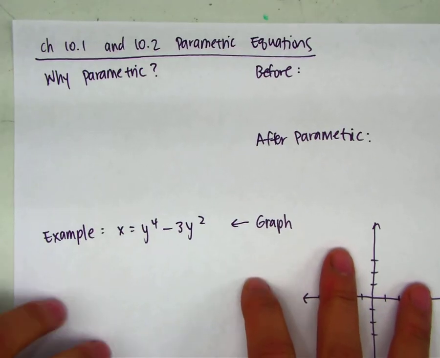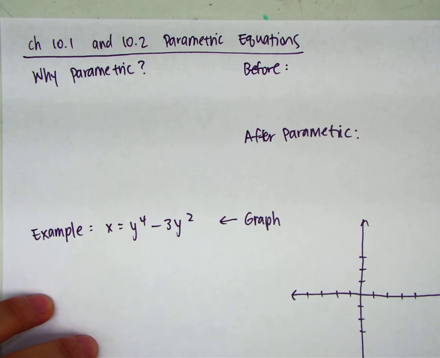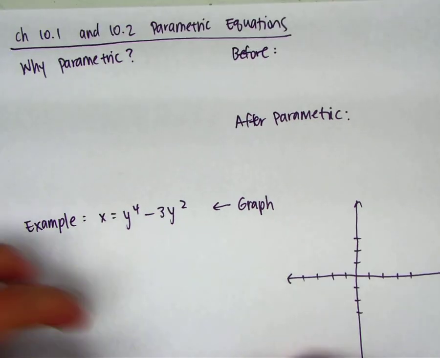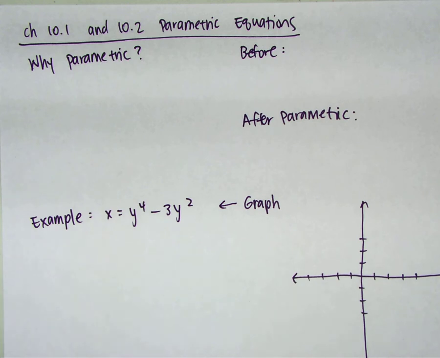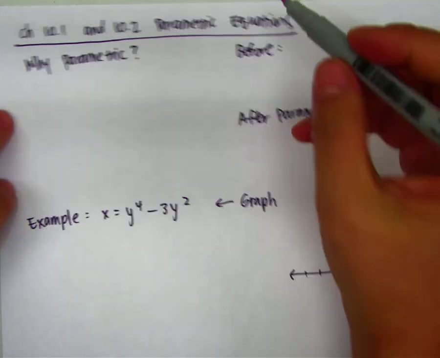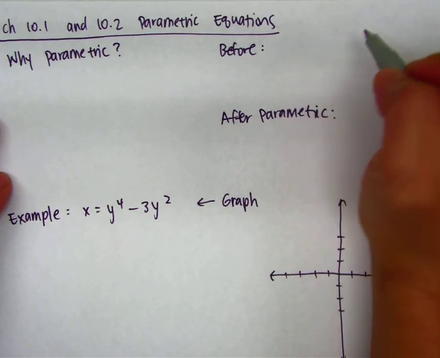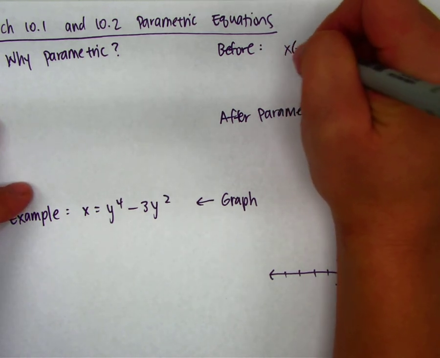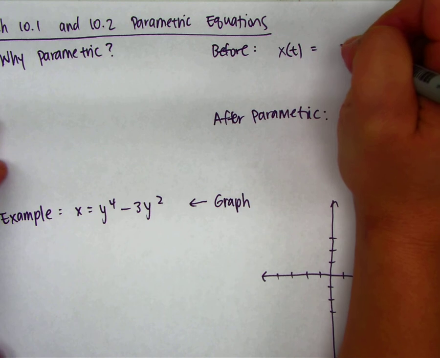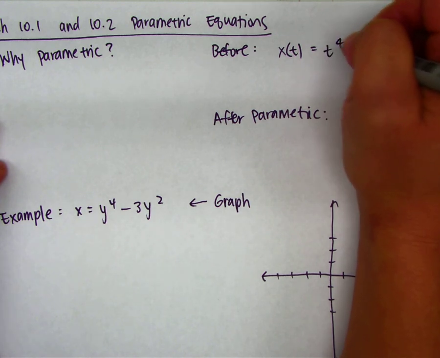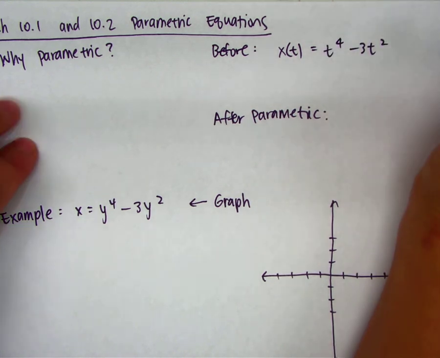Chapter 10.1 and 10.2 is on parametric equations. Now, why parametric? What is useful about having a parametric equation? Well, let's take a look at what we knew before. What we knew before is something like x of t equaling t to the fourth minus 3t squared.